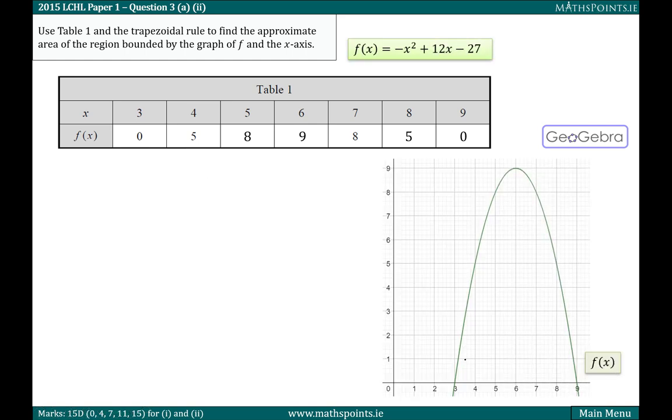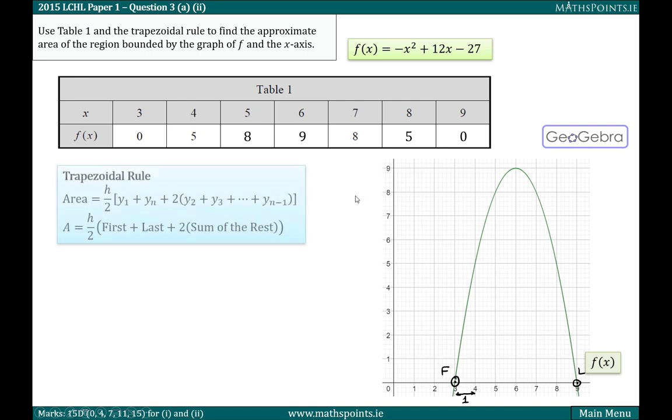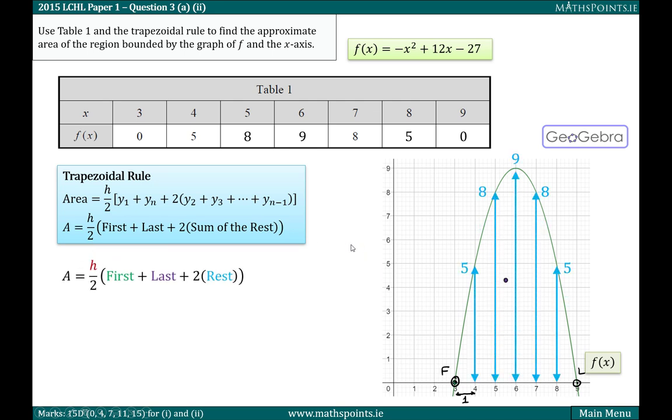So here's a graph of the function, and we can see that for an x value of 3, the y value is 0, and for an x value of 9, the y value is 0. So there are our first and our last heights. We can see that the gap is 1, so our h value is 1, and then the rest of the heights are the outputs when we put in 4, 5, 6, 7, and 8. So we write down our formula, and we're going to put in our values into it.